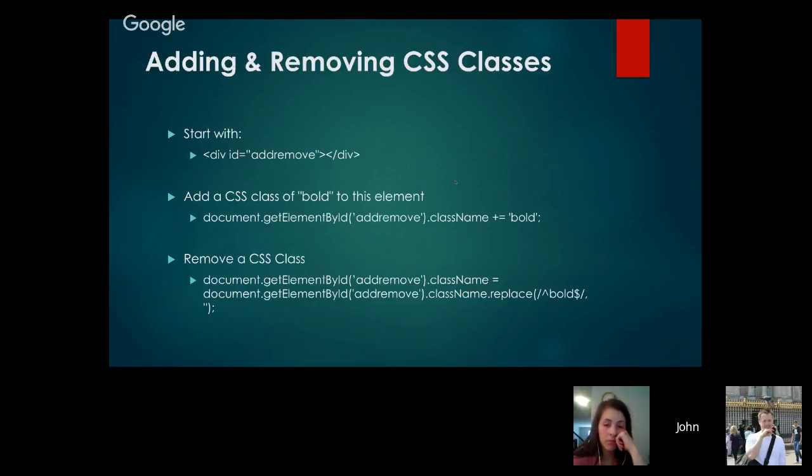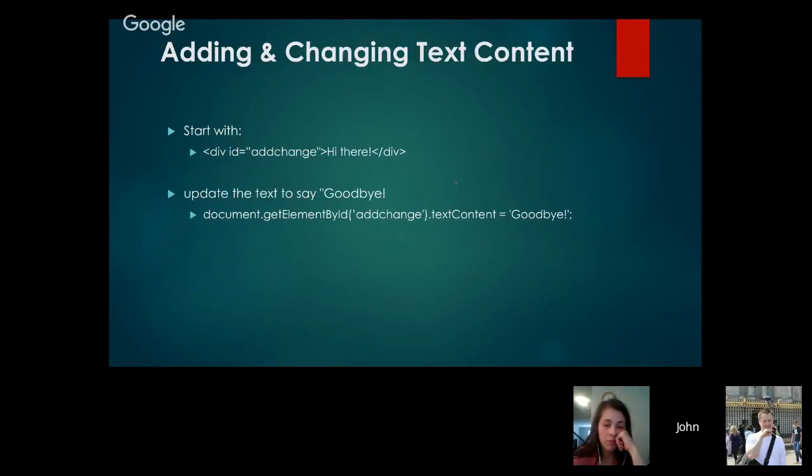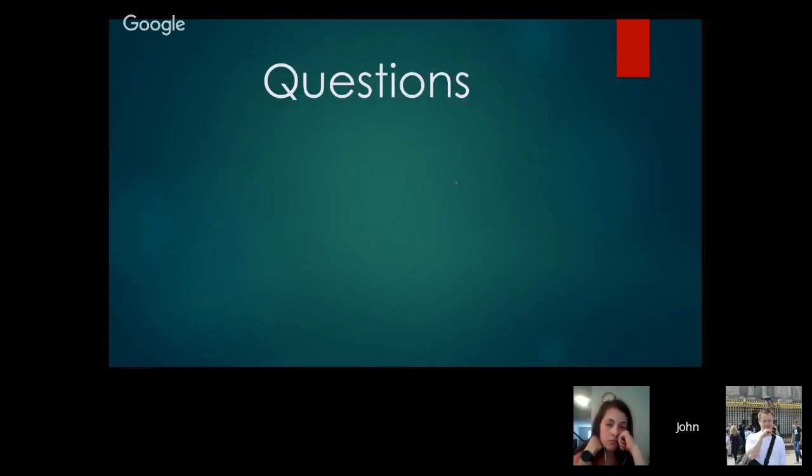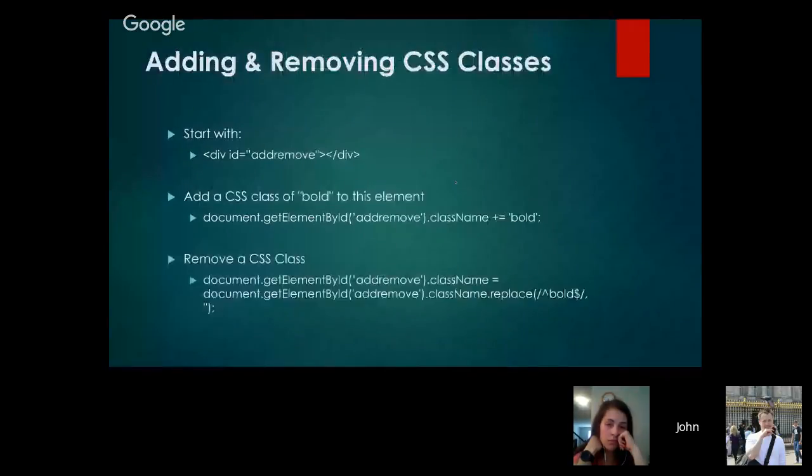So this is adding and removing the class. And then this is adding and changing text content, where instead of having hi there, you can change it to goodbye. So you can update the text with the element by ID dot text content. And then that's basically all I went through this week.